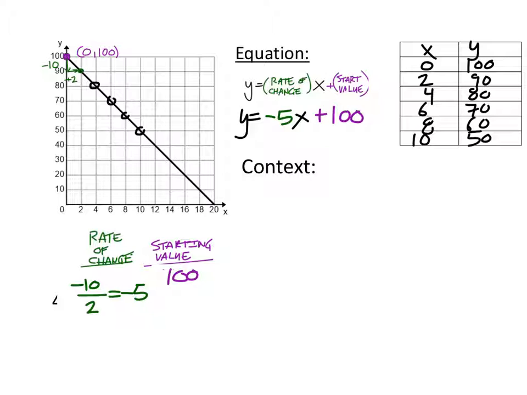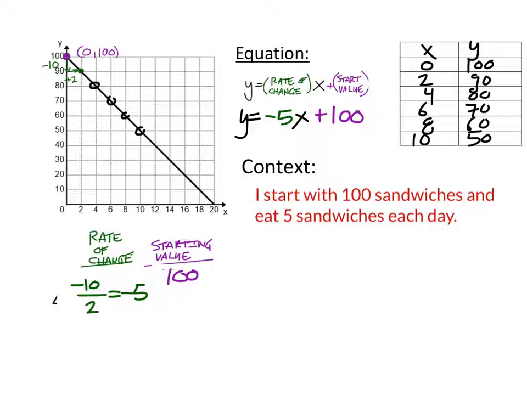Next up we need some kind of context on this one. This is the context I came up with, and this would be good enough. I start with 100 sandwiches and eat 5 sandwiches a day, which is that -5 stuff. It looks like from the graph I would end up with 0 sandwiches on day 20. So it would take me 20 days to eat all 100 sandwiches.